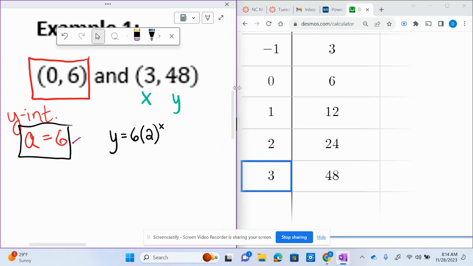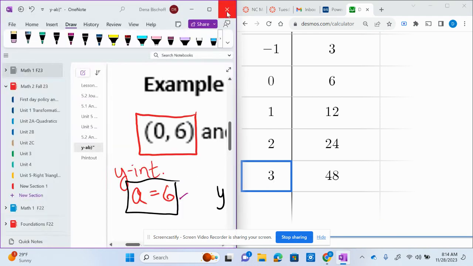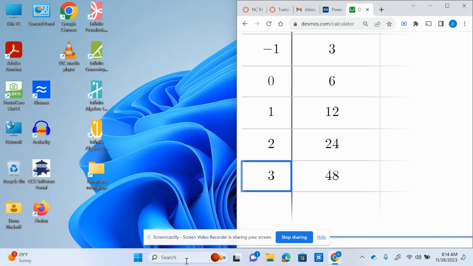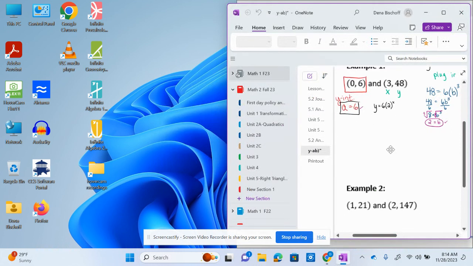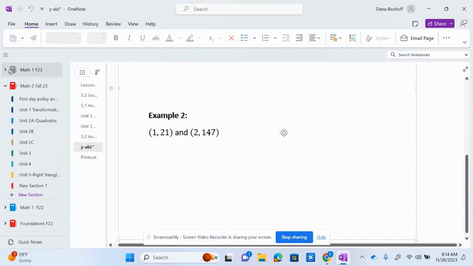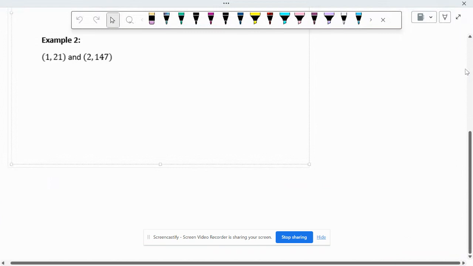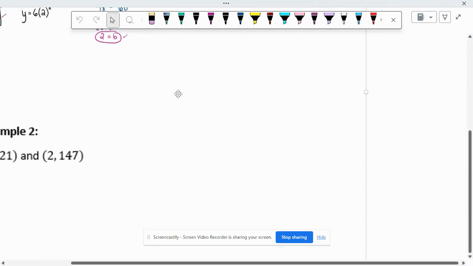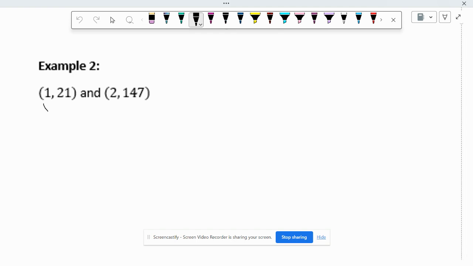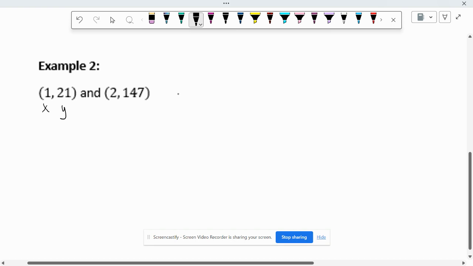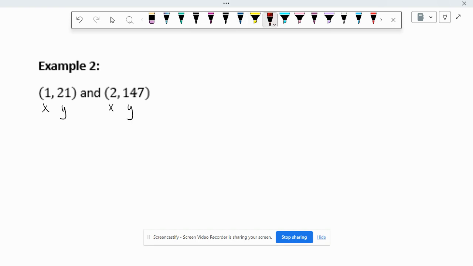Okay. So let's do another one. Oops, I did not mean for that to happen. Sorry about that. So we're going to go down to example number 2. Now, example number 2 does not have the initial value. Example number 2 is different than example number 1, because in example number 1, I gave you the initial value, and in example number 2, I didn't do that. So here's what I want you to think about. Remember that this is an x, and this is a y, and this is an x, and this is a y. So I'm going to write 2 equations, much like a system.